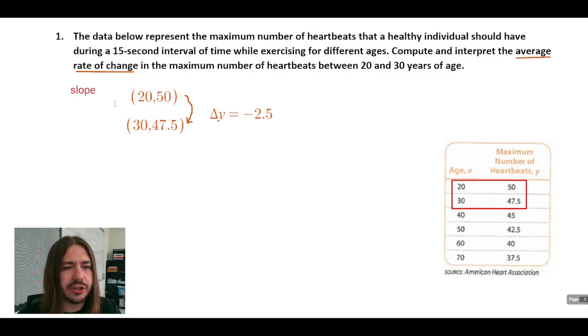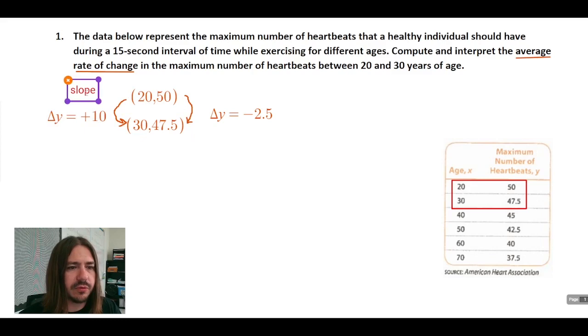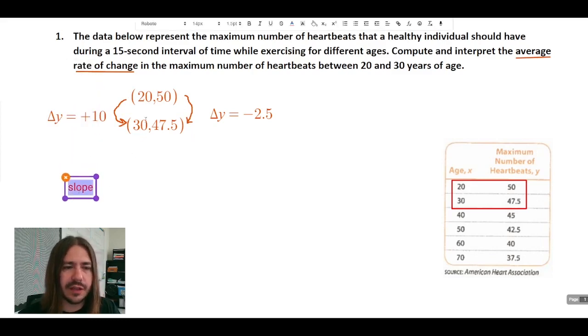Now, the change in x, the change in the age, our independent variable here, is, from 20 to 30, we add 10. Just to make this clear, what we're calculating here is the slope of the line that contains these 2 points. That essentially is going to give us our rate of change.